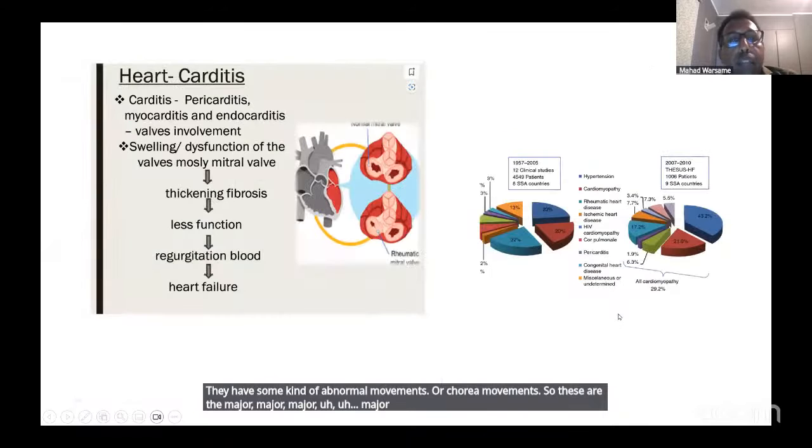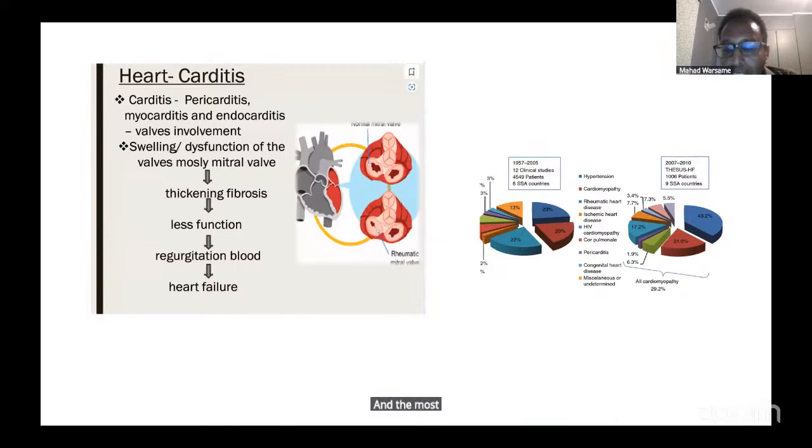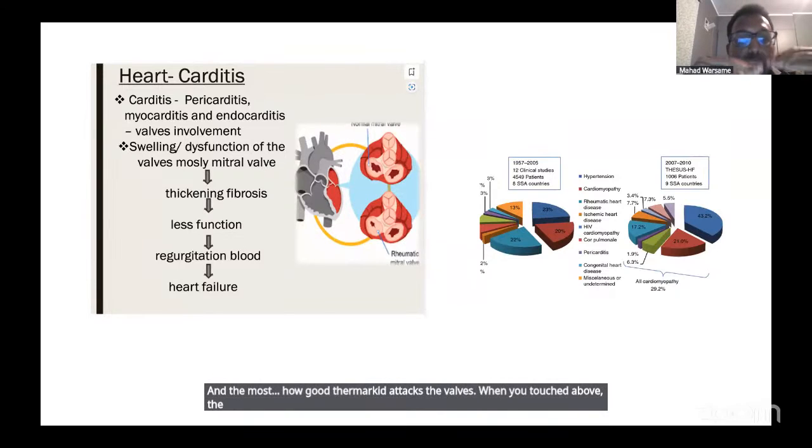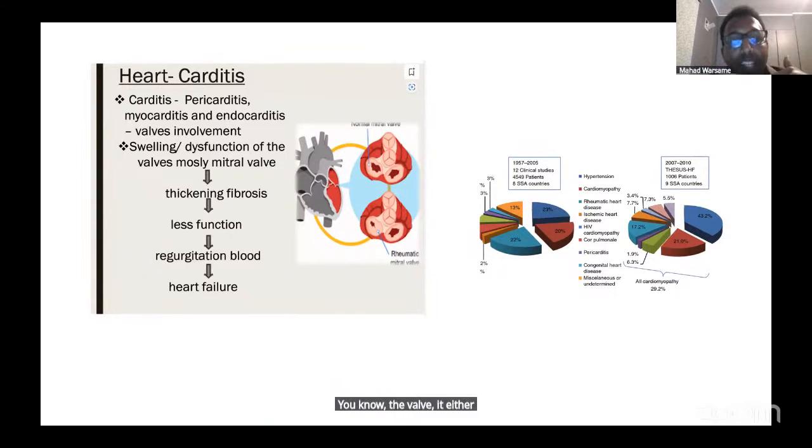These are the major signs. In the heart, the immune system attacks everything. It attacks the pericardium, the myocardium, and it attacks the valves, most of all the valves. When it attacks the valves, the valve doesn't function anymore. The valve either becomes very thick, or it leaks a lot, both ways, but it will give you heart failure.